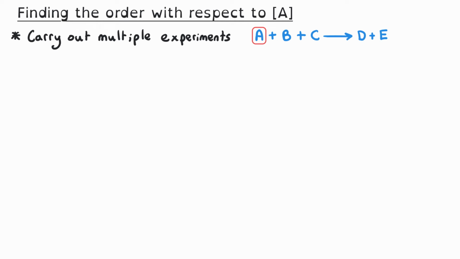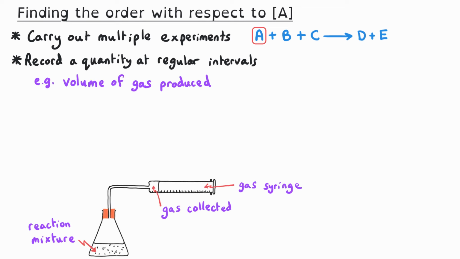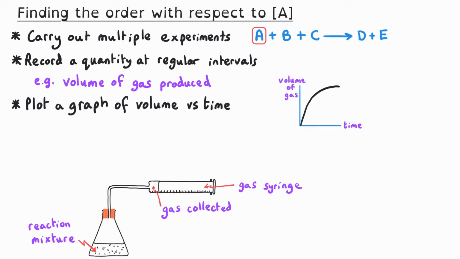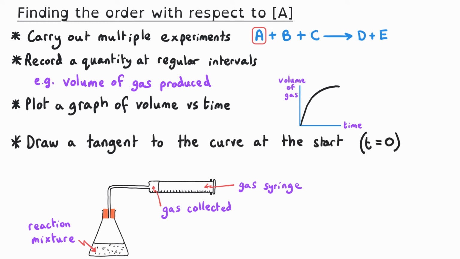And when you did the experiment, you would have to have some kind of quantity that was measurable, and you would record this quantity at regular intervals. For instance, you might record the volume of gas that had been produced every 10 seconds during a reaction. And once you'd collected the data, you would plot a graph of, for instance, volume of gas against time, and then you'd make this into a smooth curve because this is a typical rate at which the gas would be produced during a reaction. And then you would draw a tangent to the curve at the start of the reaction.